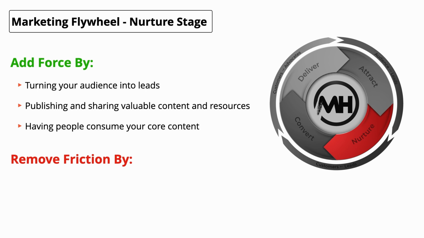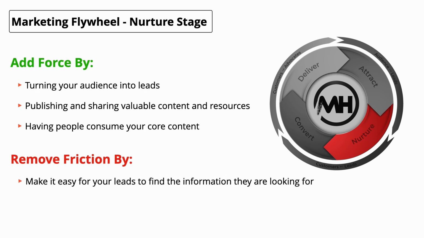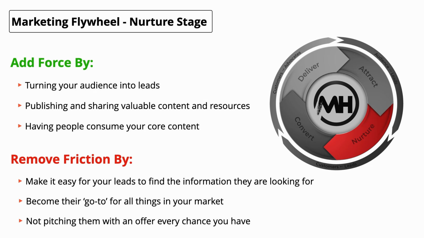At this stage, you remove friction by making it easy for your leads to find the information that they're looking for. You have to become their go-to for all things in your market so that they don't feel like there's anything your competitors can help them with that you can't. You remove friction by not pitching them with an offer every chance you have. There's nothing wrong with having a call to action, but your nurture campaigns need to lead with value and make sure that they're making the right offer to the right person at the right time. But again, we use automation to make this happen.